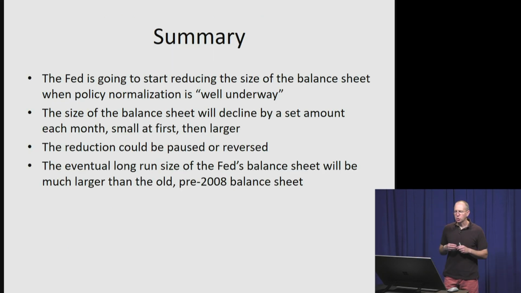So a quick summary here. The Fed is going to start normalizing the size of the balance sheet when, in the Fed's words, policy normalization is well underway. The size of the balance sheet will decline by a given amount each month, and they're going to start small and modest at first and then accelerate a little bit over time. These reductions could be paused or reversed if some negative effect hits the economy. And the eventual long-run size of the Fed's balance sheet is not known, but it's going to be substantially larger than the old Fed balance sheet, probably by about an order of 3, so that the minimum size of the balance sheet going forward will be probably at least 3 times the old value of the Fed's balance sheet.